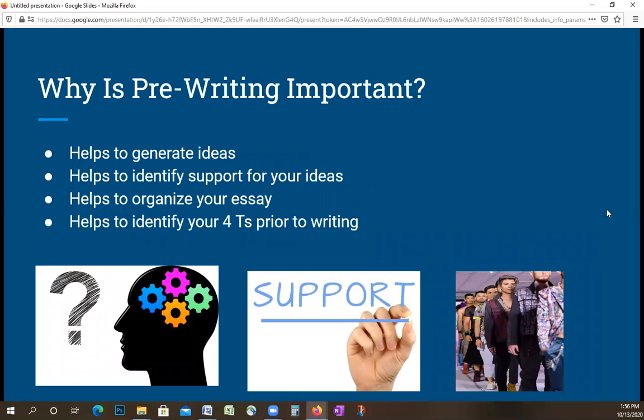So, why is it important? Pre-writing helps us to generate ideas for our paper. It helps us to identify the support for those ideas, and it begins to help us to organize our final essay. And by doing that, it helps us to identify the 4 T's before we start writing.